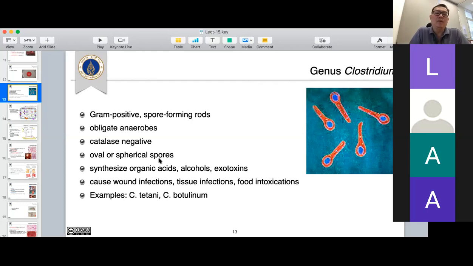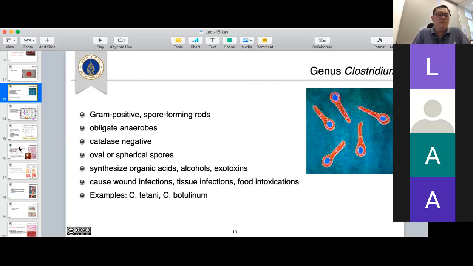There are 4 bacteria that are important in the genus Clostridium. Actually there are more, but 4 of these are important. One is Clostridium tetani. Second one is Clostridium botulinum. The third one is Clostridium perfringens and the fourth is Clostridium difficile. For 4 of them, let's start from tetani.